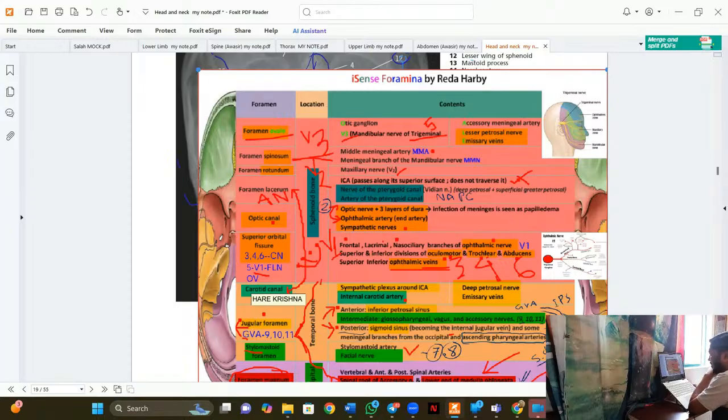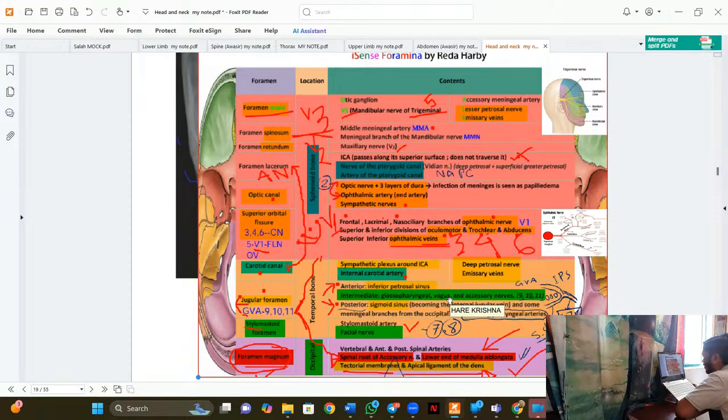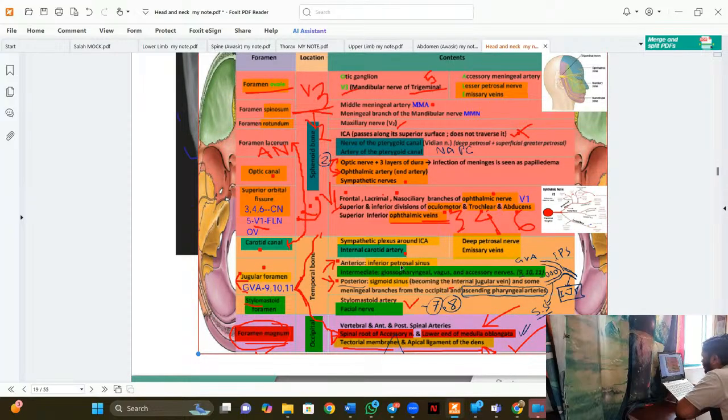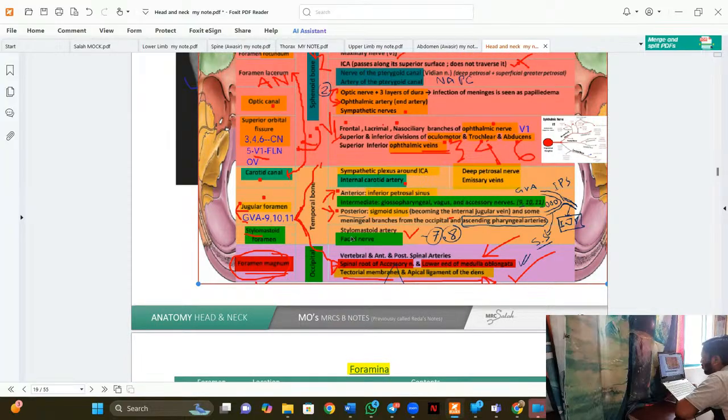Then carotid canal: internal carotid artery, sympathetic plexus around the internal carotid artery, and some emissary veins, and the deep petrosal nerve. Now jugular foramen.